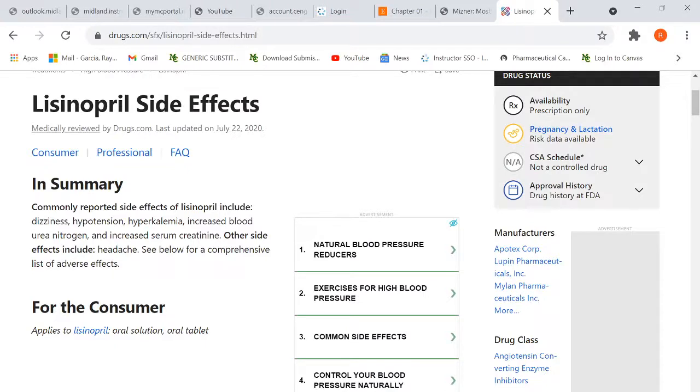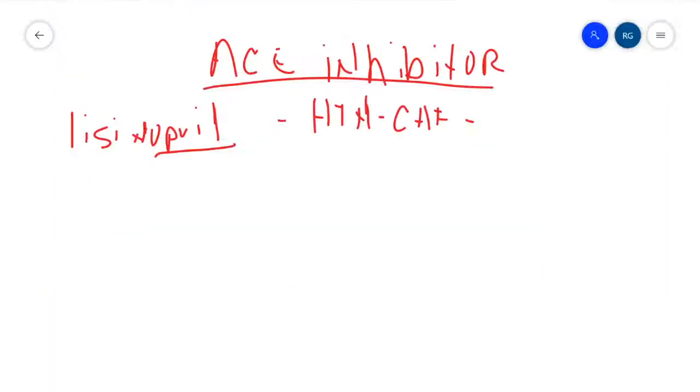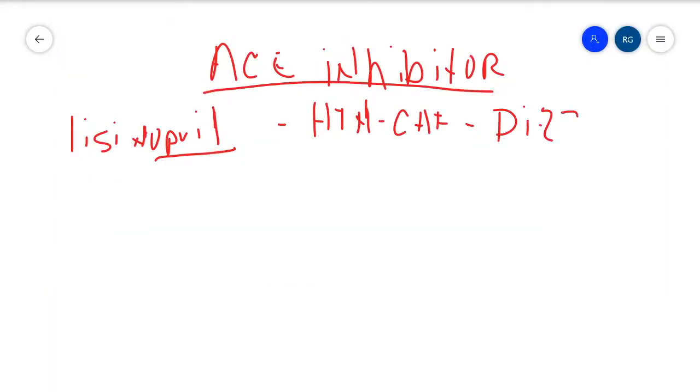Commonly reported side effects are dizziness, hypotension. So that's very low blood pressure, I would say. Hyperkalemia, increased blood urea nitrogen, and increased serum creatinine. Other side effects include headache, but the most common ones are dizziness and hypotension. So that's what I'm going to put on my notes here. So dizziness, hypotension.